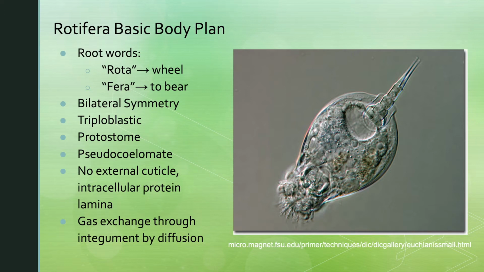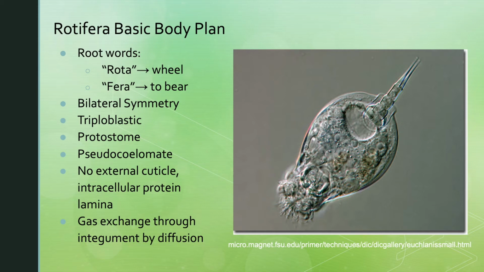So in order to get that structure, they have an intracellular protein lamina, and the thickness and flexibility of that varies from species to species, but that's the general thing that you'll see in Rotifera. Another interesting thing is that there aren't walls between the cells of the epidermis. So it's kind of just like one long fused cell with many nuclei.